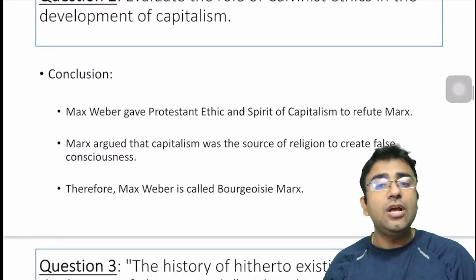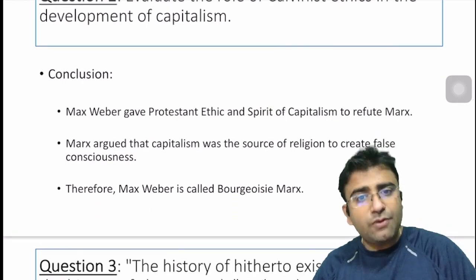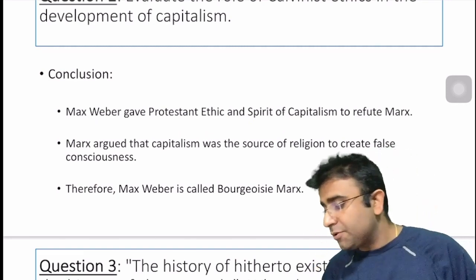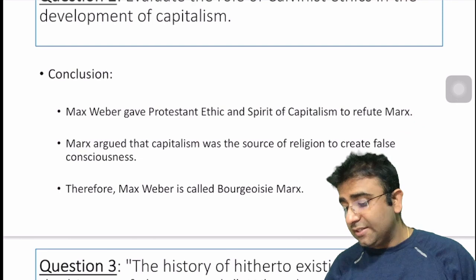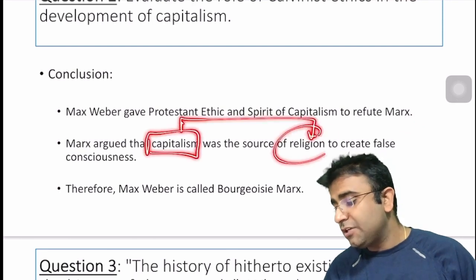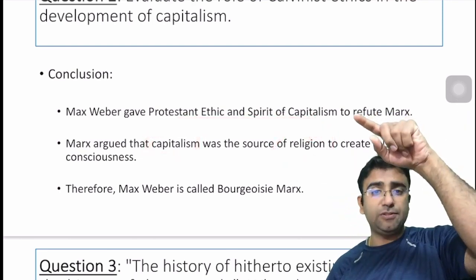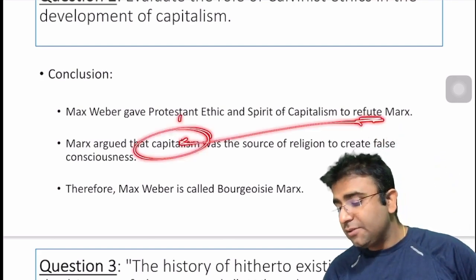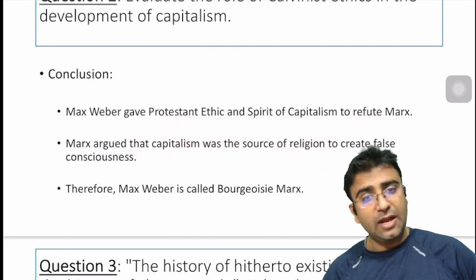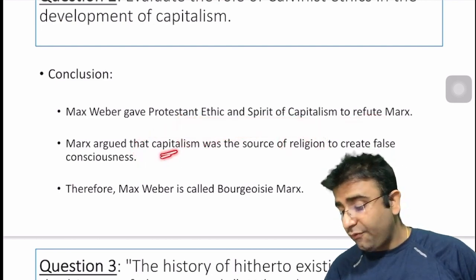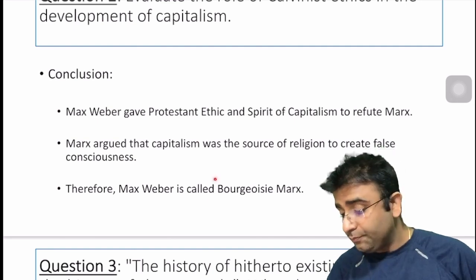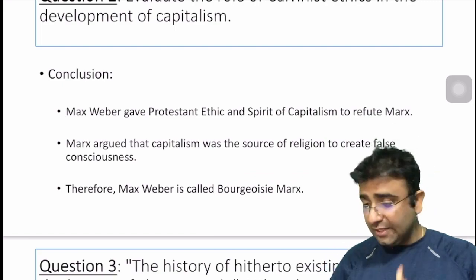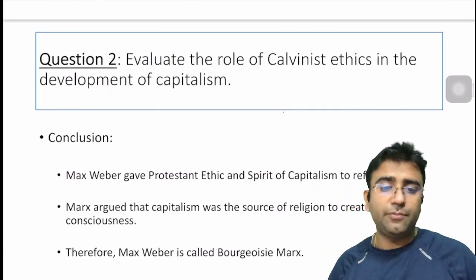Now, in the conclusion, you can say that Max Weber gave this work Protestant Ethic and Spirit of Capitalism on purpose to refute Marx. Marx said that capitalism was the source of religion and not religion the source of capitalism. So he tried to refute Marx by justifying that capitalism is a product of religion and not the other way around, and therefore Max Weber has been referred to as the bourgeois Marx. This is where you are going to conclude your answer number 2.